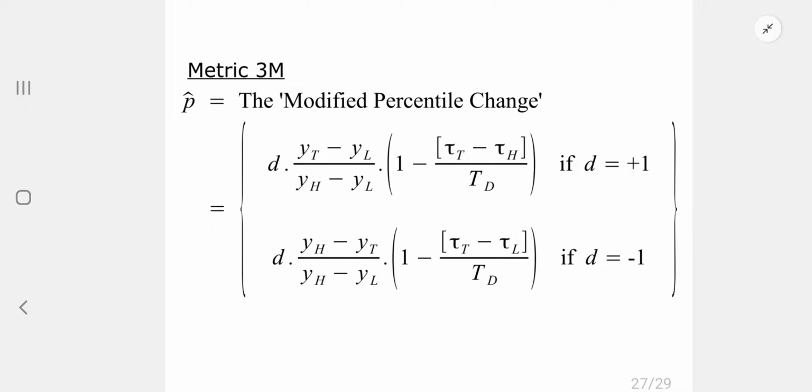And metric 3M, which equals P hat, which equals the modified percentile change, which equals d times yT minus yL, all divided by yH minus yL times 1 minus tau T minus tau H all divided by T D if small d equals plus 1, and small d times yH minus yT all divided by yH minus yL times 1 minus tau T minus tau L all divided by T D if small d equals minus 1.